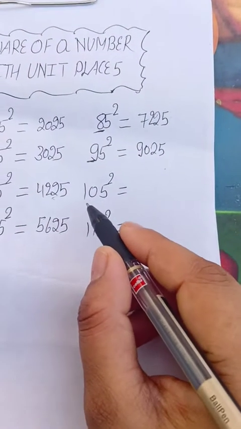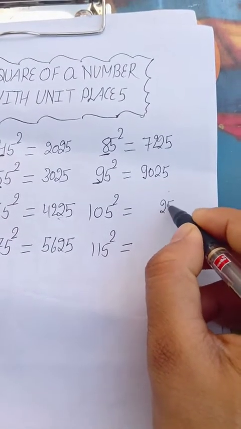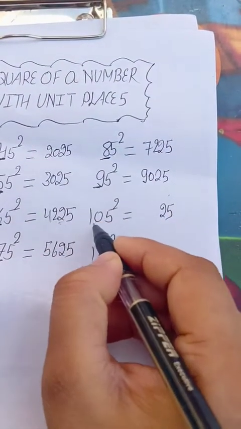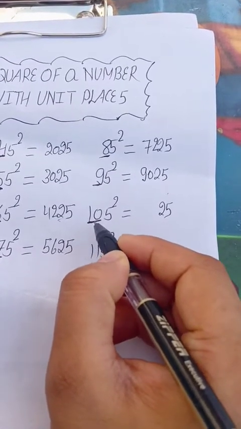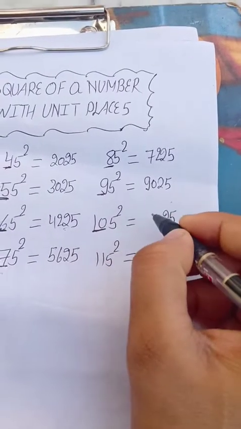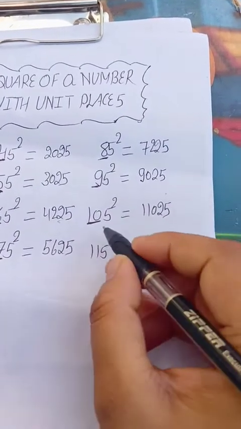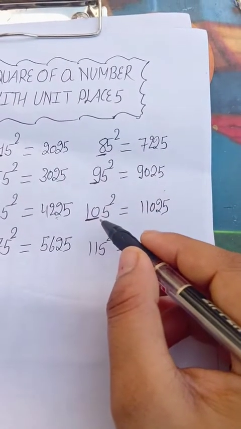Similarly we will find the square of 105. The last two digits will be 25, and here the remaining digits are 10. The successor of 10 is 11, and 11 tens are 110. So here we will write 110. So 11,025 will be the square of 105.